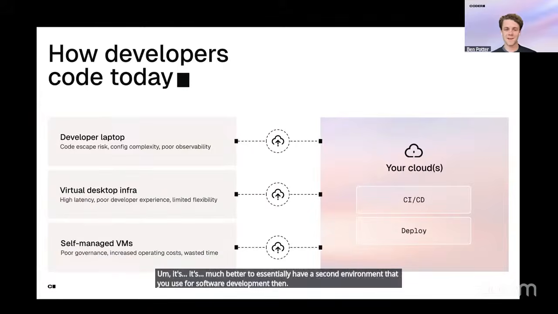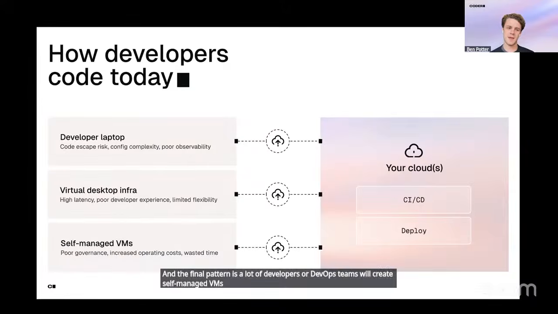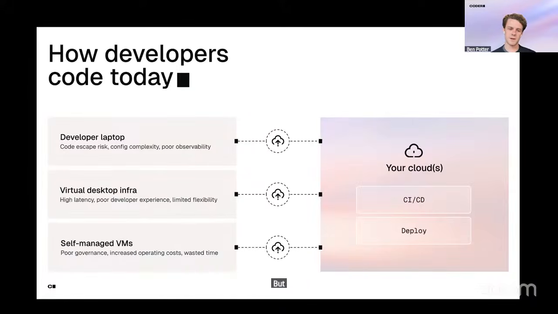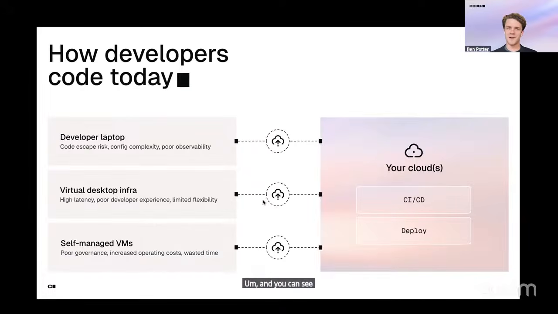And the final pattern is a lot of developers or DevOps teams will create self-managed VMs because the VMs can have additional privileges and tools installed, but there's still poor governance. It becomes really expensive to manage these disparate VMs, and it results in a lot of wasted time. And you can see that developers are often pushing code into the cloud anyway.